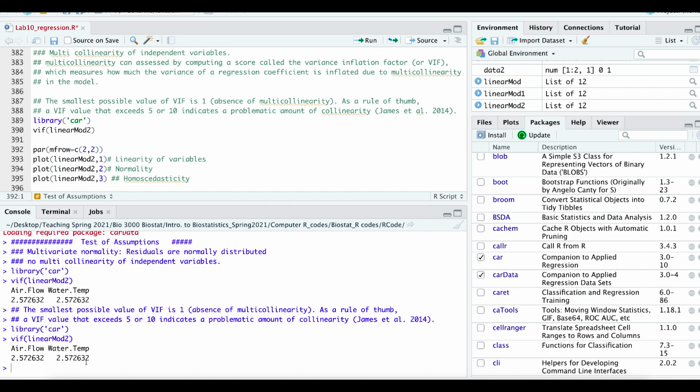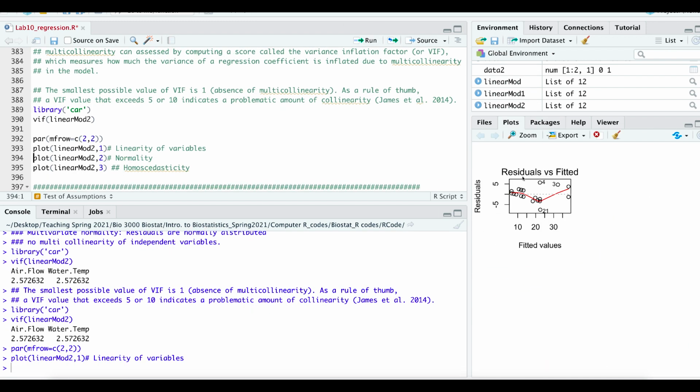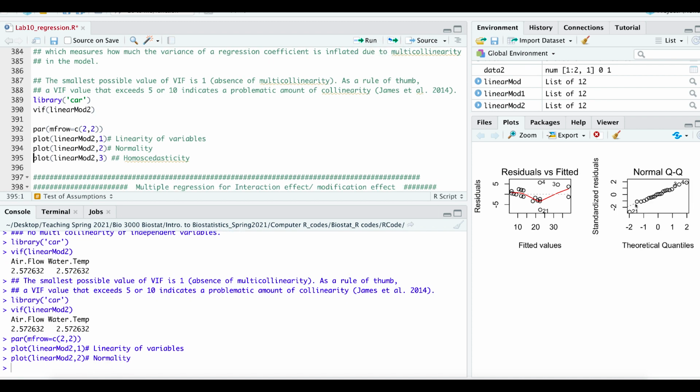Now we want to check the normality and linearity of the variables. If you do plot of linear model 2, comma 1, that will show the plot of the residuals versus the fitted values. If you see an increasing or decreasing pattern for the red line, then there is a problem. It is not a perfect data set, but it is close to the dotted line. The second one is the QQ plot. It looks like it is along the normal line, so it is okay.